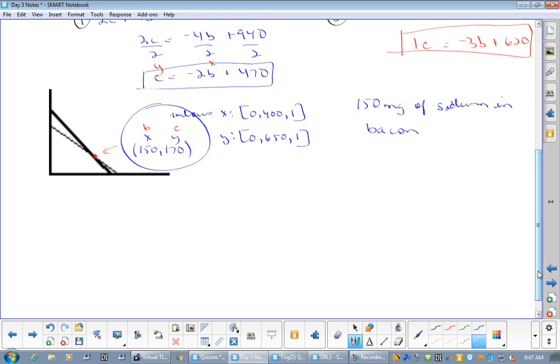Okay, now, and then we've got 170 milligrams of sodium in cereal, which is weird. You would expect bacon to have been higher. But isn't that a good example of not keeping things straight? If you just mess with the numbers, students are going to go, oh, I just thought bacon should have been higher, so I changed the variable. No, you can't do that. Okay?